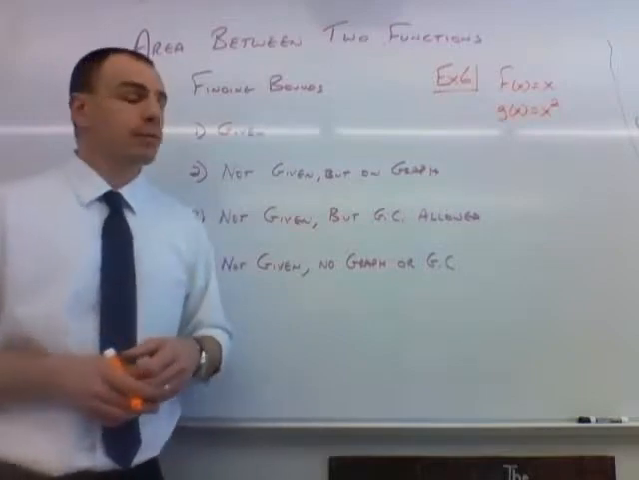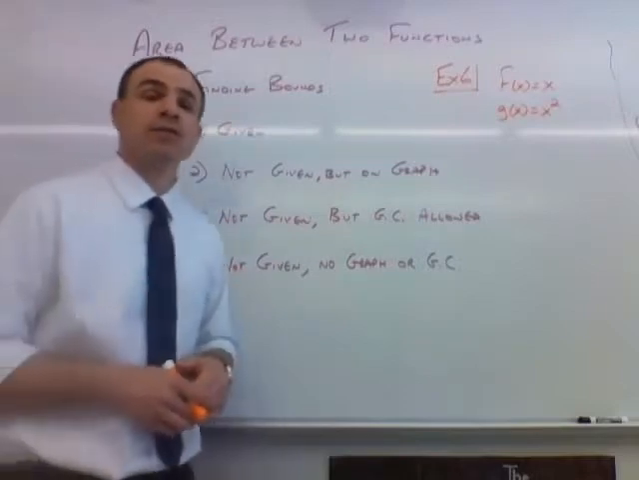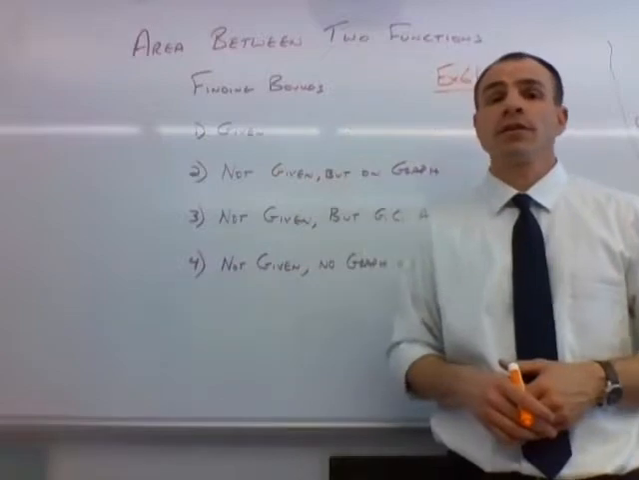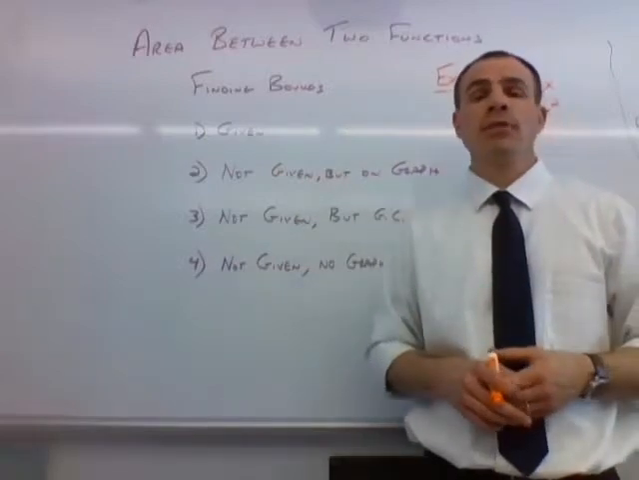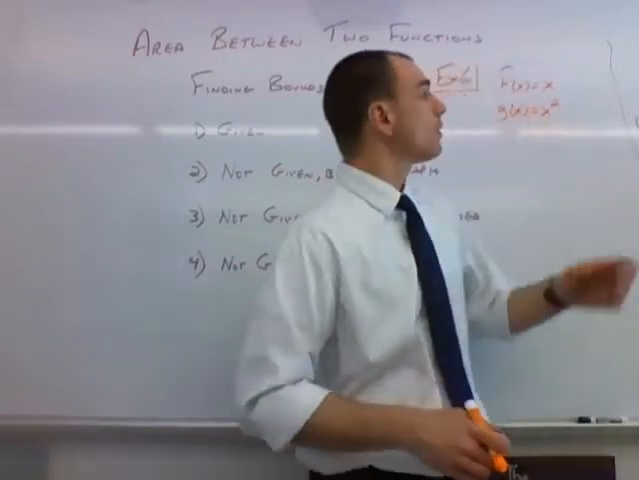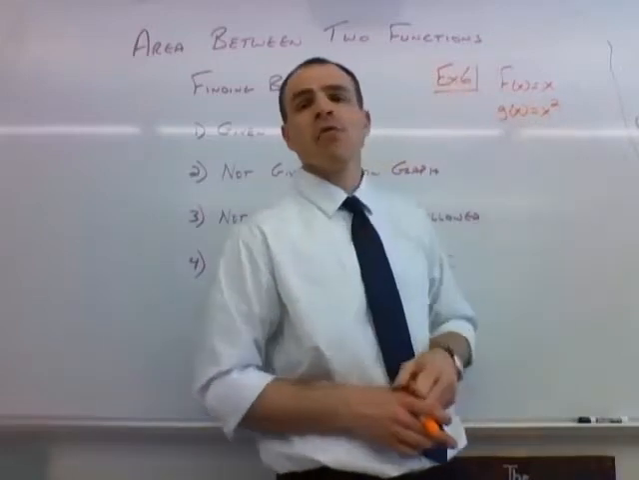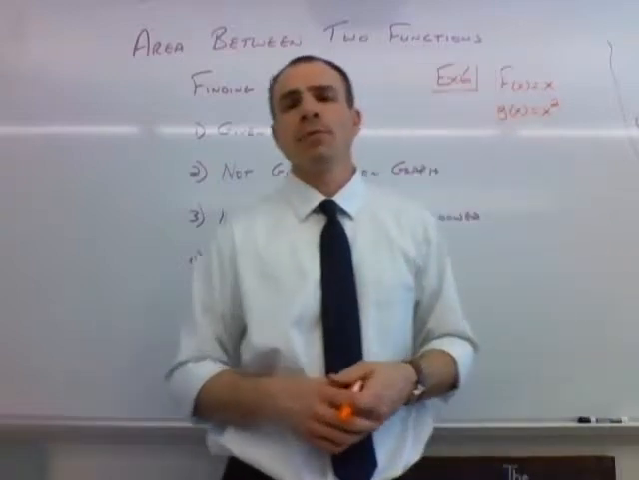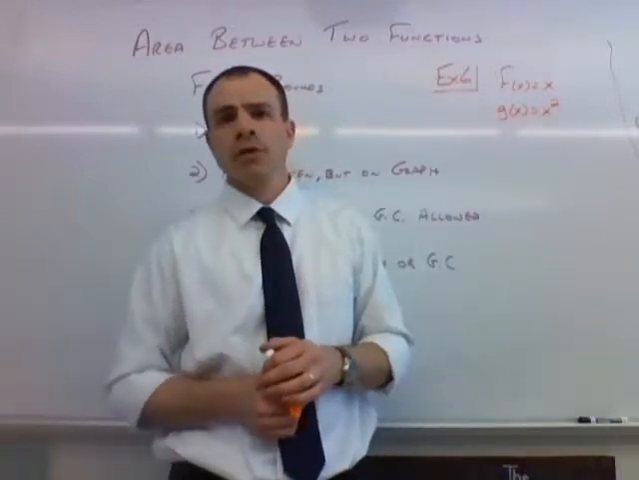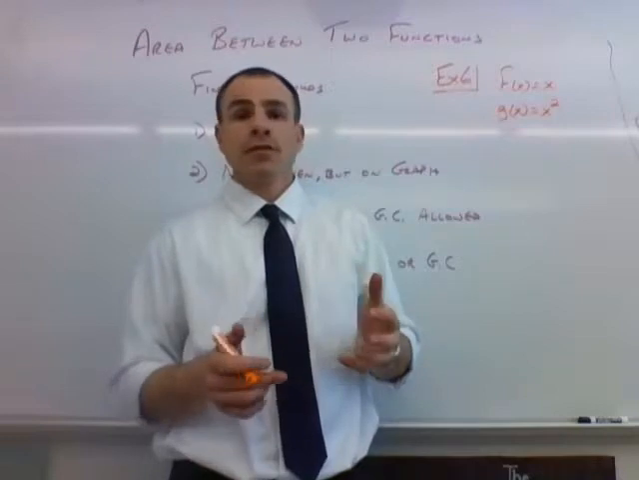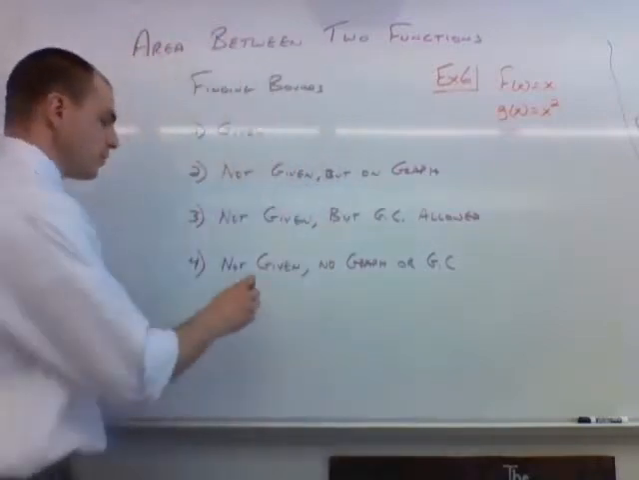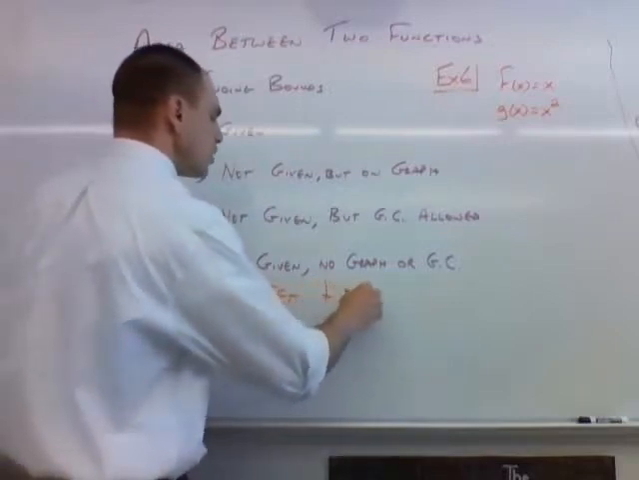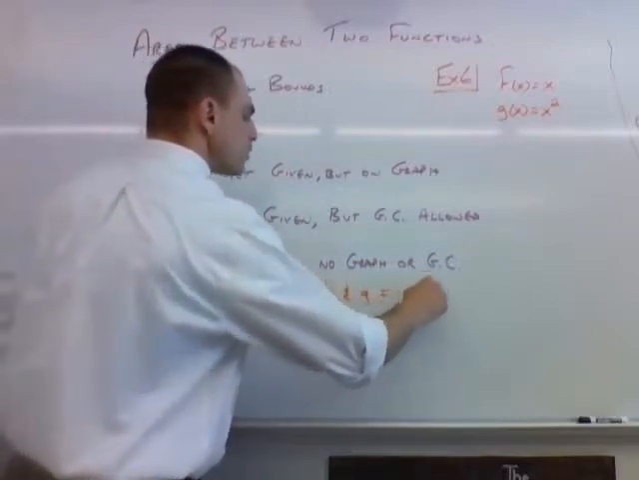However, we also want to be prepared for the situation where the bounds are not given to us, there's no graph, and there's no graphing calculator either. How do we go about finding the bounds in that case? Specifically, we're looking at example 6 right here, where one function is x and the other is x squared. Where are the bounds if we're looking for the area between those two curves? The answer is that you're going to set the two functions equal to each other.